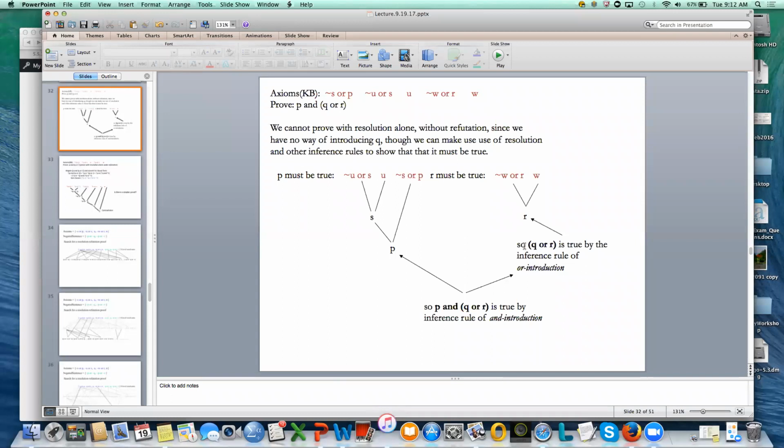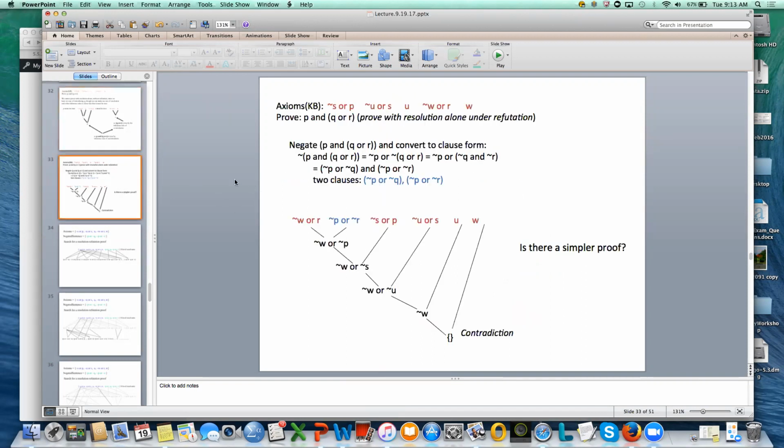And that, through OR introduction, is the only way I can get that expression. I cannot get that expression with resolution all by itself. And then I can apply AND introduction to get P and Q or R. So resolution by itself is not solely sufficient to generate proofs. It doesn't work all by itself.